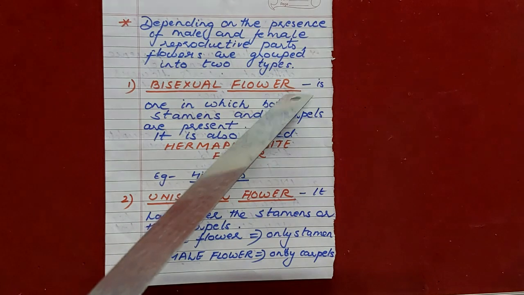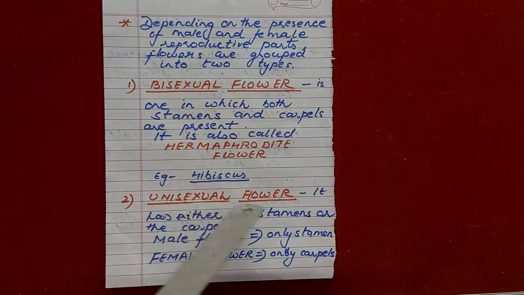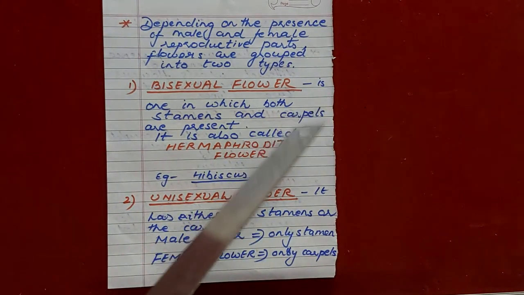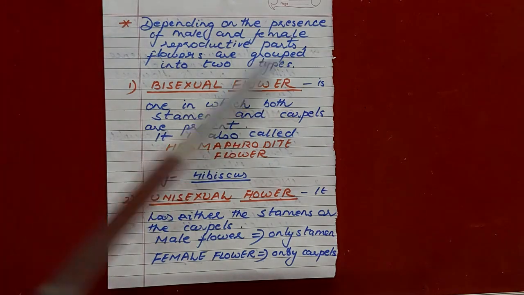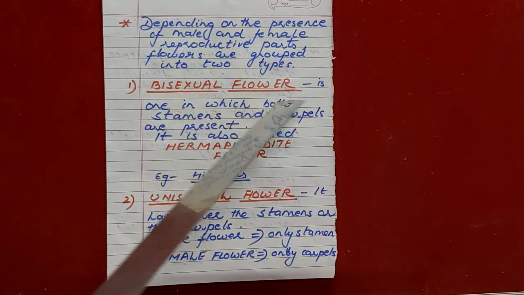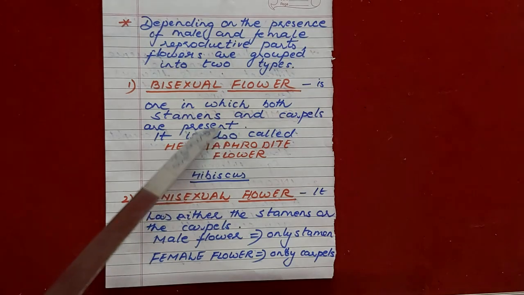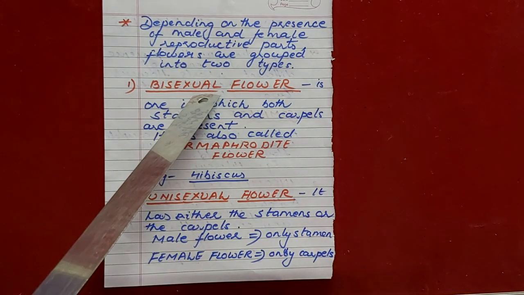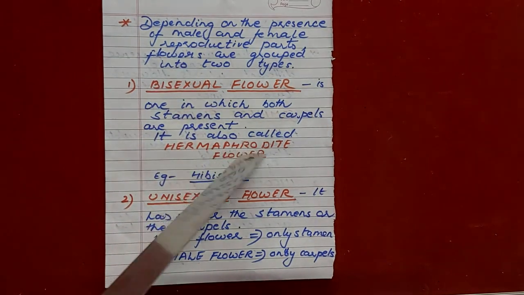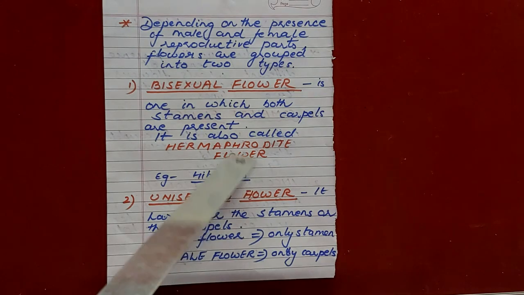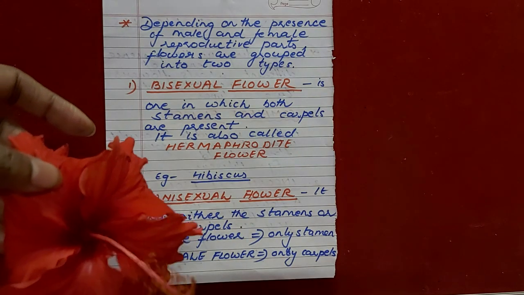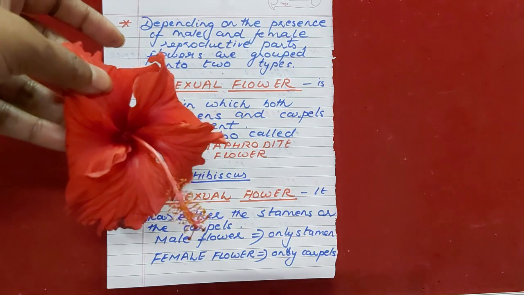One is a bisexual flower and the other one is a unisexual flower. If the flower is having both stamens and carpels, it is called a bisexual flower. It is also called a hermaphrodite flower. A very, very good example of this is the hibiscus. We have just seen this one.